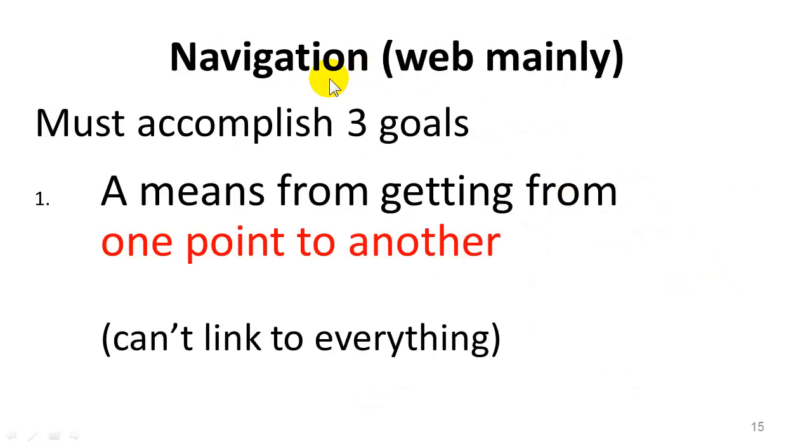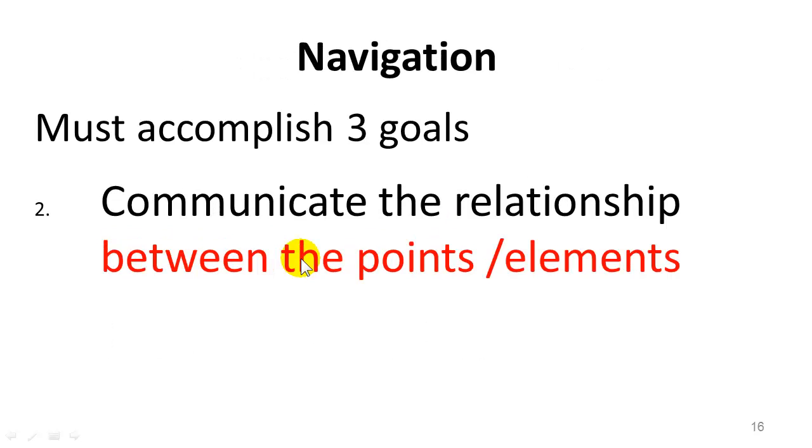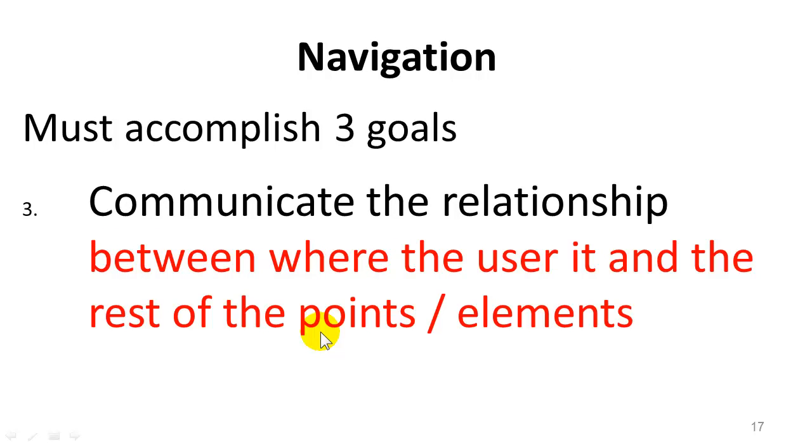So navigation, and it's more important in the web, must accomplish three goals. Number one, it has to be a means of getting from one point to another. You can't provide a link to everything on your site, so you have to have these main points. Point number two, it must communicate the relationship between the points. Point number three, it must communicate the relationship between where the user is and where everything else is.